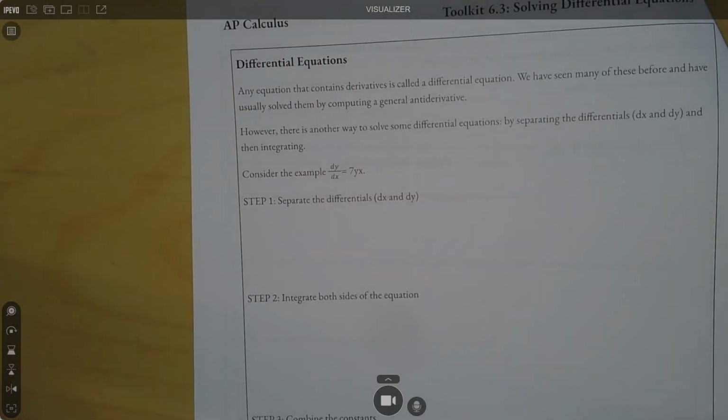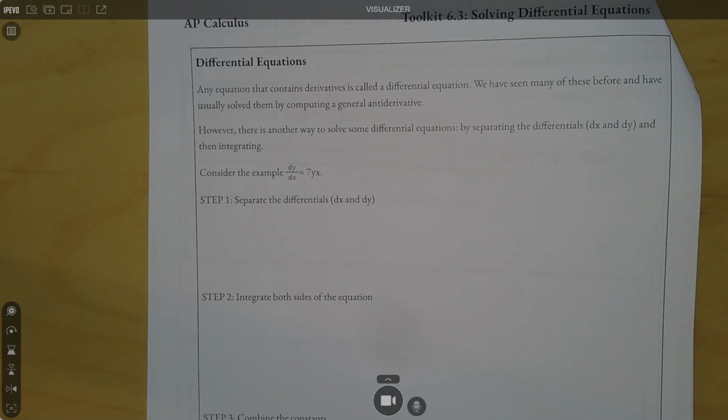So just to refresh, where are we at? Differential equations are any equation that contains a derivative. We talked about that before. We have seen many of these before, and we've usually computed them by taking the general antiderivative. However, there's a way to solve a differential equation by separating the differentials, which is what we've been doing, and then integrating. Okay, so here we go.